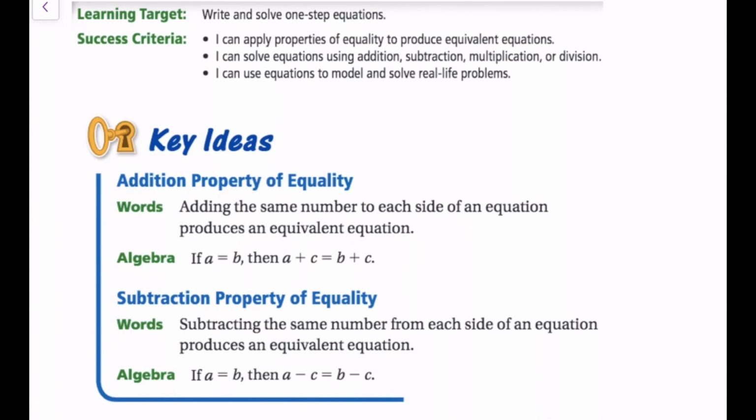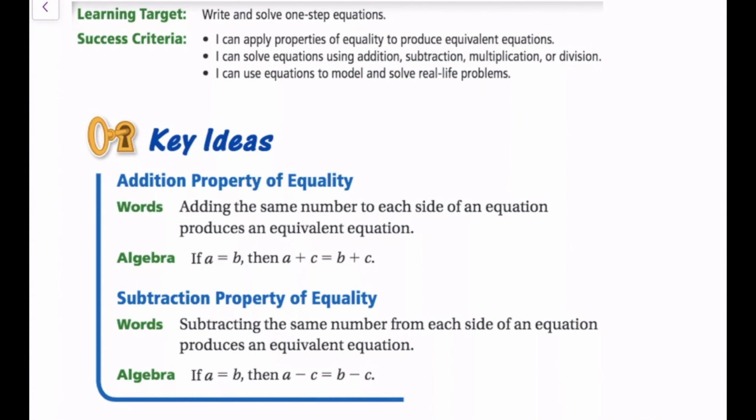All right, so in this section, we are going to be writing and solving one-step equations. The success criteria is: I can apply properties of equality to produce equivalent equations, I can solve equations using addition, subtraction, multiplication, or division, and I can use equations to model and solve real-life problems.